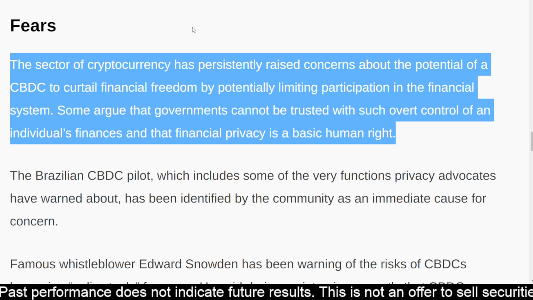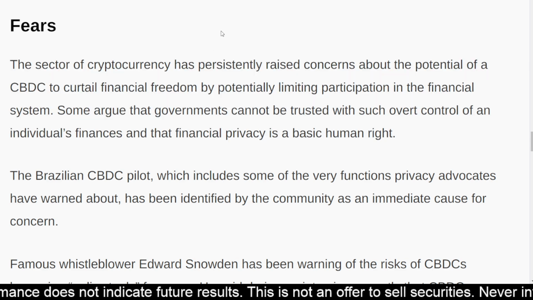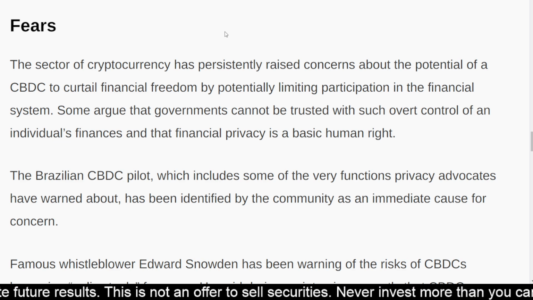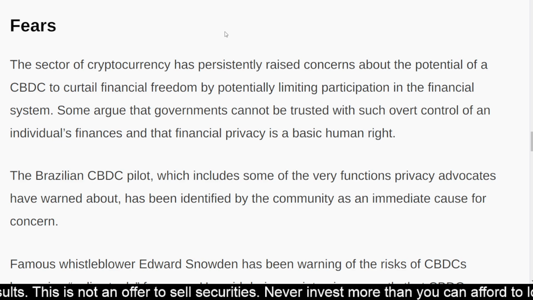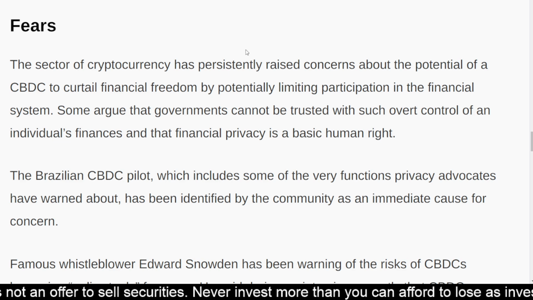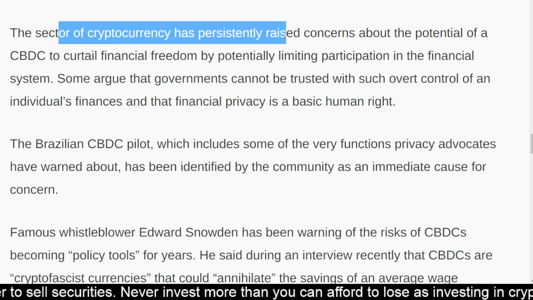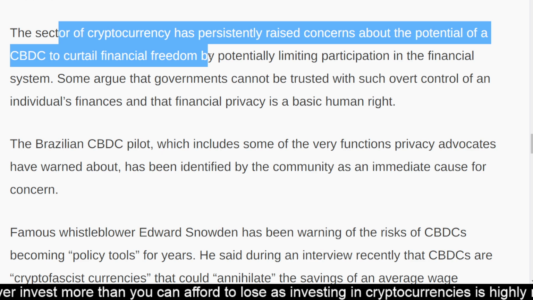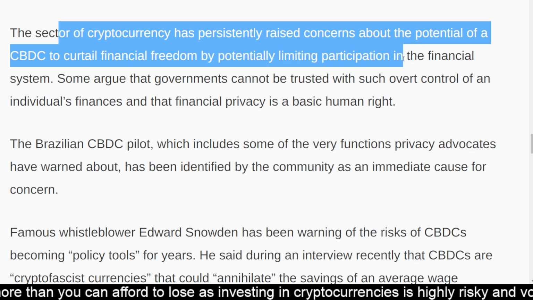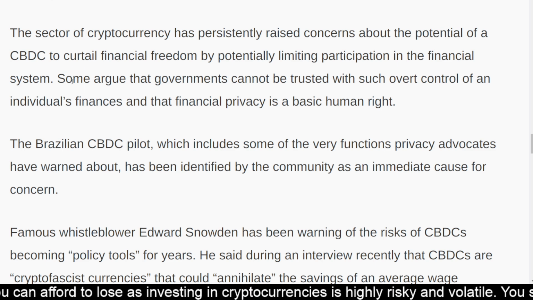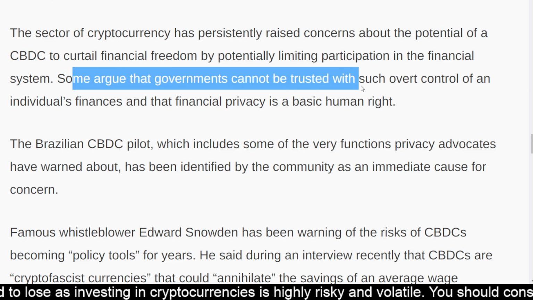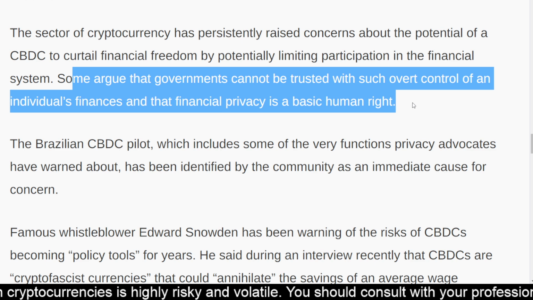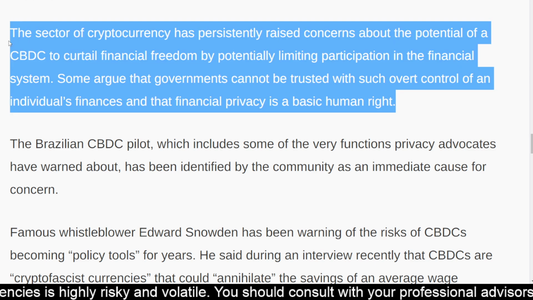They already have this control, so I don't really know why everybody is that up in arms about it. They can do all of this already. So unless I'm wrong, tell me in the comments, but I'm pretty sure you can do all this already. The sector of cryptocurrency has persistently raised concerns about the potential of a CBDC to curtail financial freedom by potentially limiting participation in the financial system. Some argue that governments cannot be trusted with such overt control of an individual's finances, and that financial privacy is a basic human right.